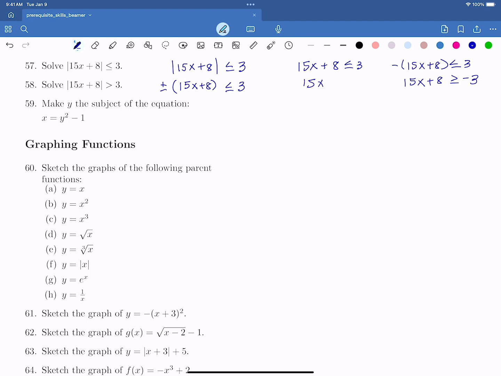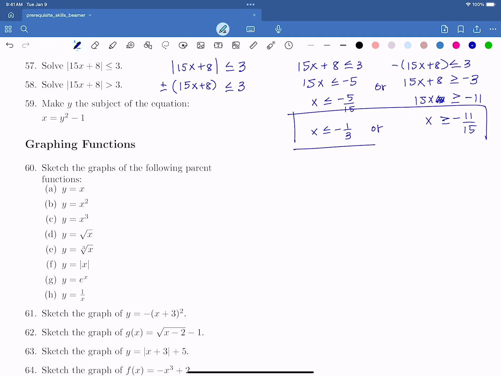So 15x, we're going to subtract 8 on both sides, divide by 15, and that reduces to negative 1/3. Or, and then over here, subtract 8 on both sides, so negative 3 minus 8, and then divide by 15, equal to negative 11 over 15. So our solution, x is less than or equal to negative 1/3, or x is greater than or equal to negative 11 over 15.